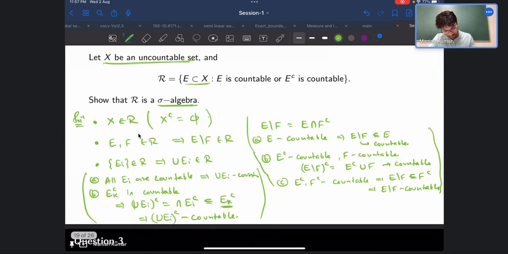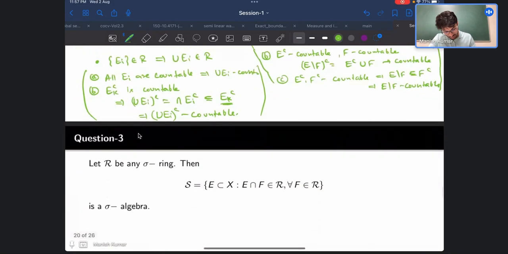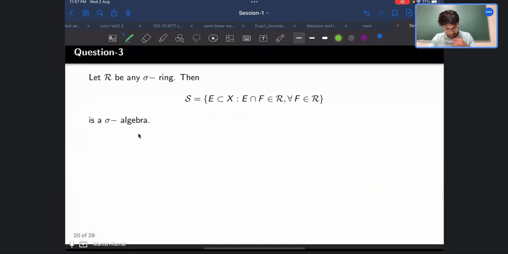Okay, now let us proceed to the next problem. Suppose R is any sigma ring that is given to you, and you define this S, which is the set of E subset of X such that E intersection F belongs to R for all F in R. If this is there, then this is the set S. You have to prove that this S is a sigma algebra.